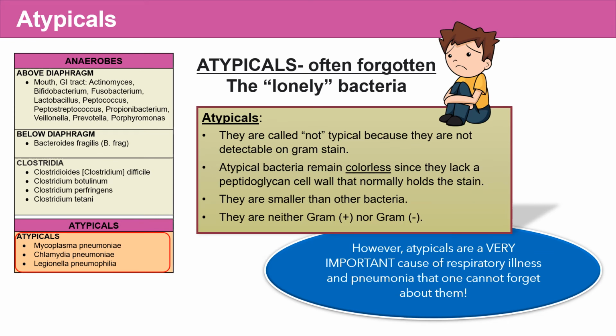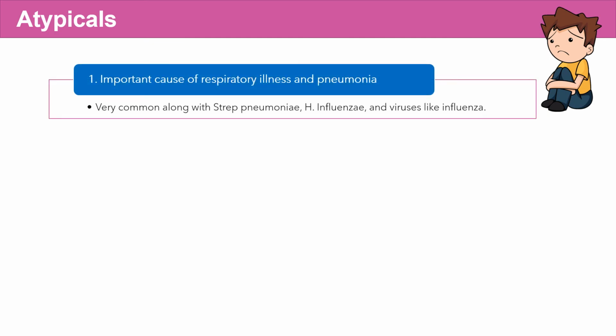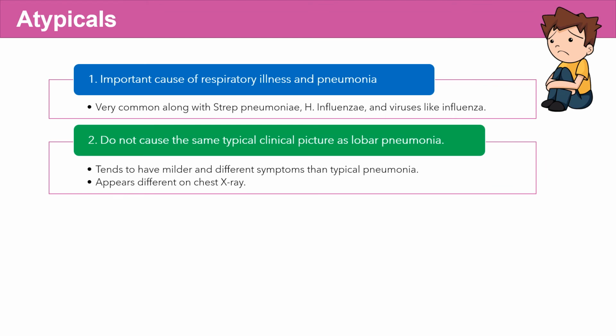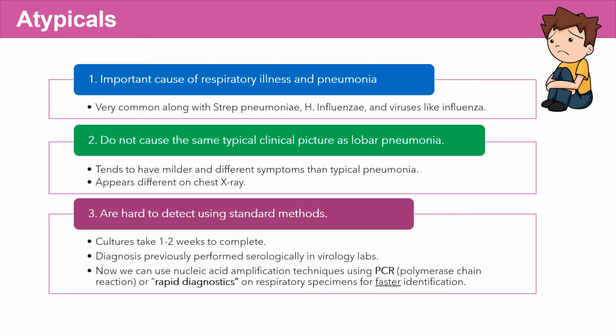However, atypicals are very important because they can cause respiratory illness and pneumonia, so one can't forget about them. Atypicals are an important cause of respiratory illness and pneumonia. It's very common to find them along with strep pneumoniae, H. influenzae, and viruses like the influenza virus. Atypicals don't cause the same typical clinical picture as lobar pneumonia. They tend to have milder symptoms and different symptoms than typical pneumonia, and they appear different on chest X-ray. And atypicals are hard to detect using standard methods.